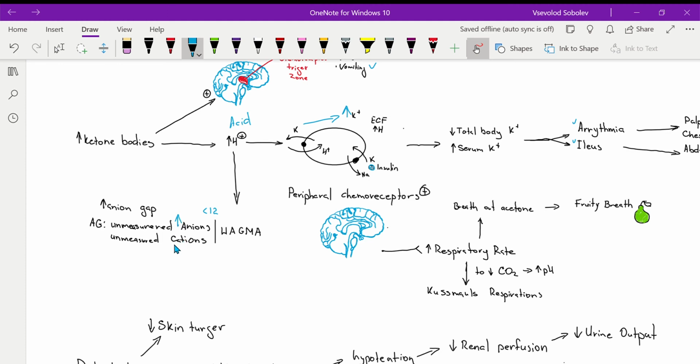Hold on. Anions are negative. Cations are positive. These ones are negative. So eventually, there's a difference between them, and anions are like proteins and bicarbonate, all kinds of negative molecules, and cations are positive, which is our hydrogens. When you subtract them and you get a number, it's supposed to be below 12, and in diabetic ketoacidosis it is above 12.